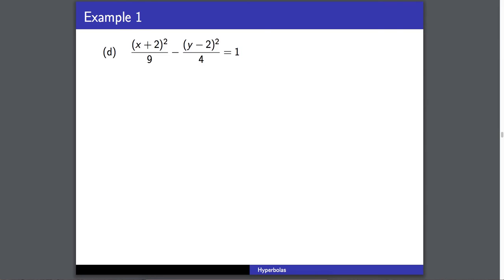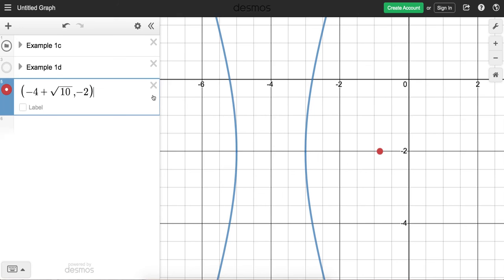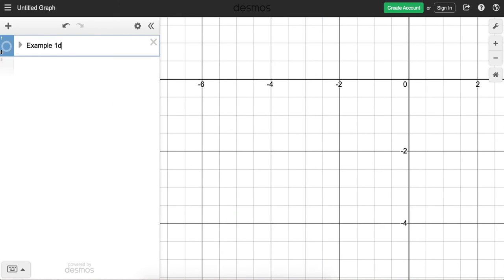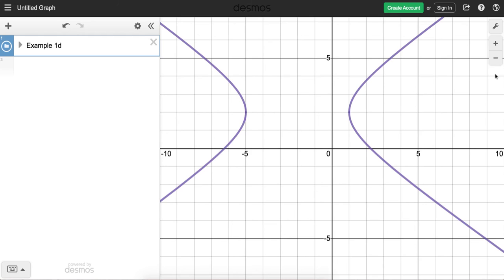Example 1, part D, we have (x + 2)² over 9 minus (y − 2)² over 4 equals 1. So this one, because the x is positive, again, this one's going to open left and right. So again, here we have one opening left and right. Kind of looks like an hourglass without any sand.